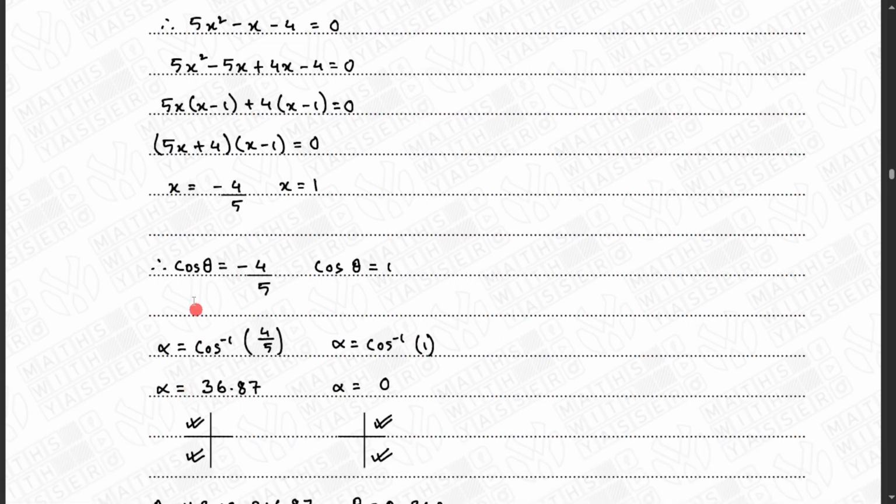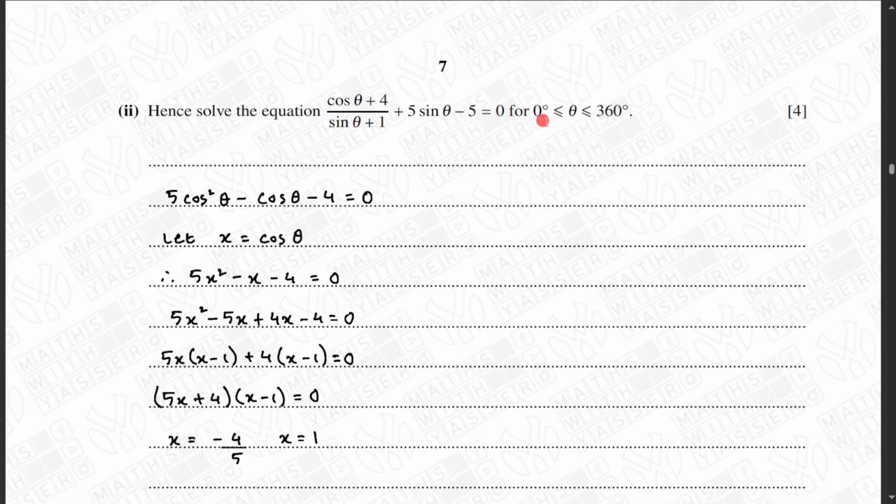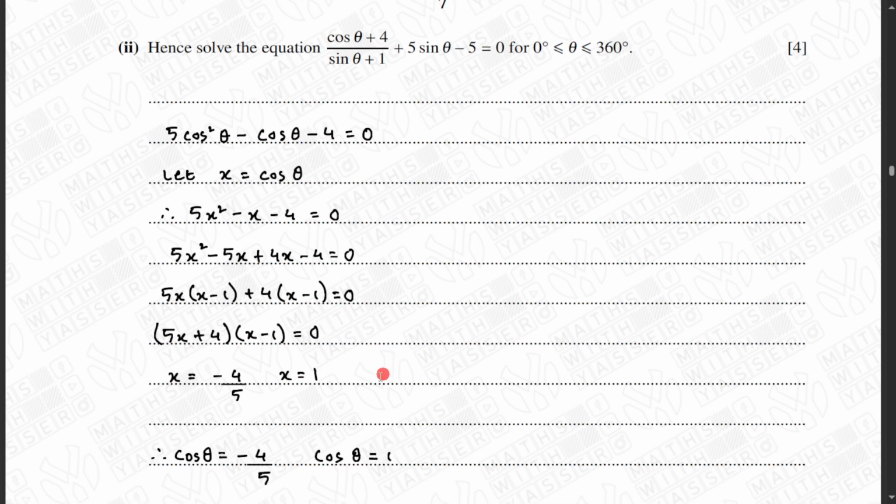So basically, x is negative 4 over 5 and x is 1, which means cos theta is negative 4 over 5 and cos theta is positive 1. Now let's find the basic angle. The basic angle alpha is cos inverse of 4 over 5, and the basic angle of the other value will be cos inverse of 1. So the basic angle is 36.87, and for this the basic angle is 0. Now let's check the limits again. So theta lies between 0 and 360.